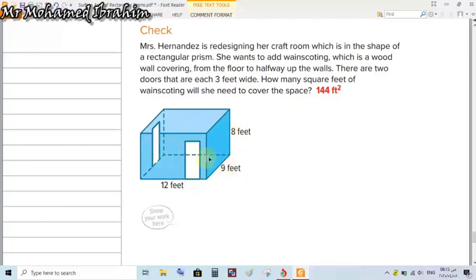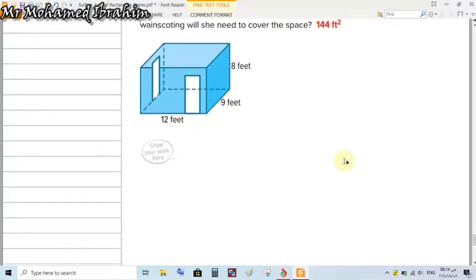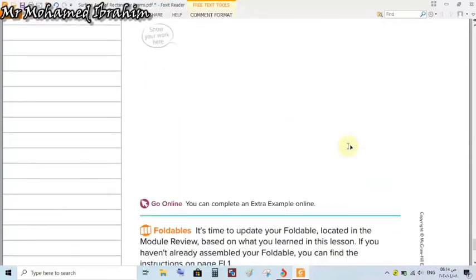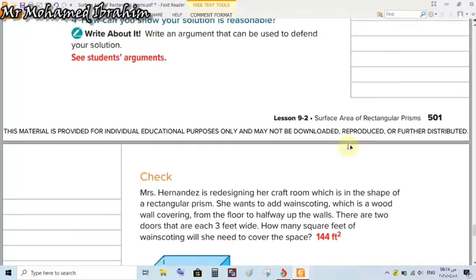So after finding the total surface area, we just subtract this and it will give you 144 square feet. I hope you enjoyed the lesson and understand it. Thank you for watching the lesson.